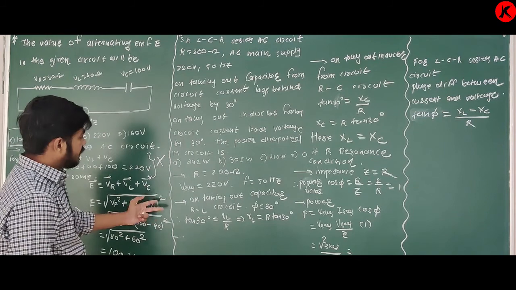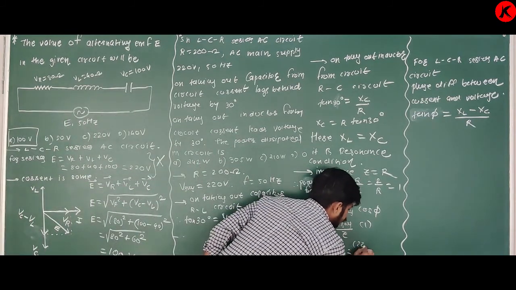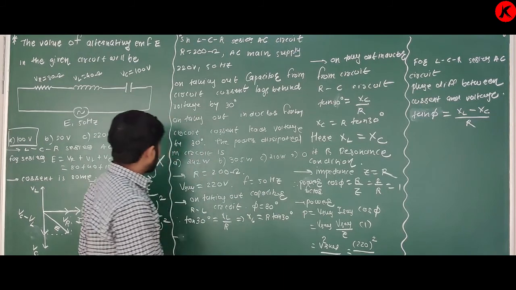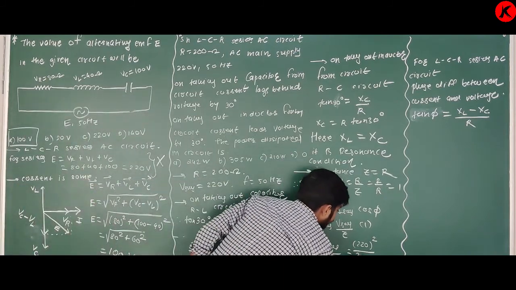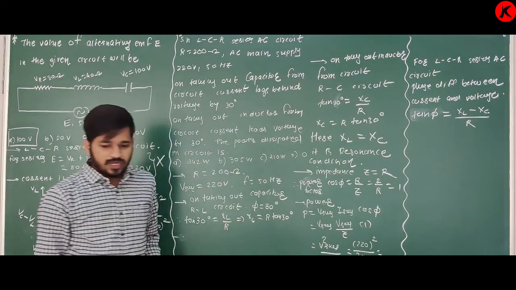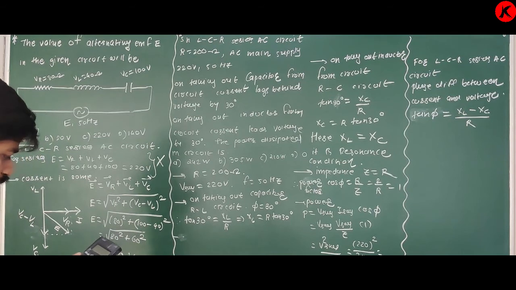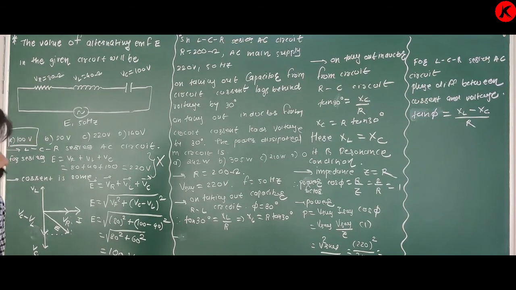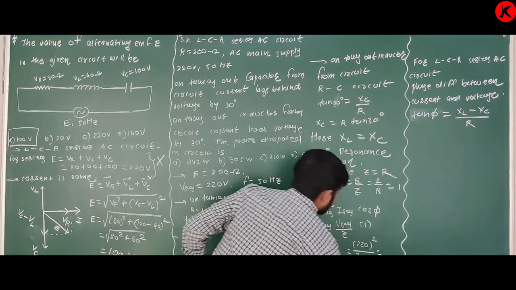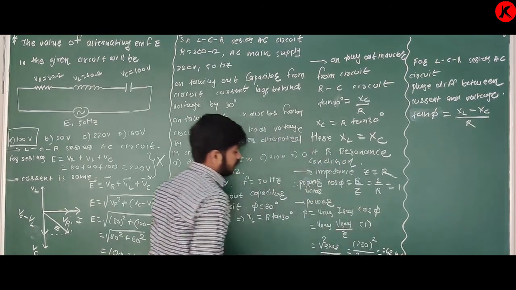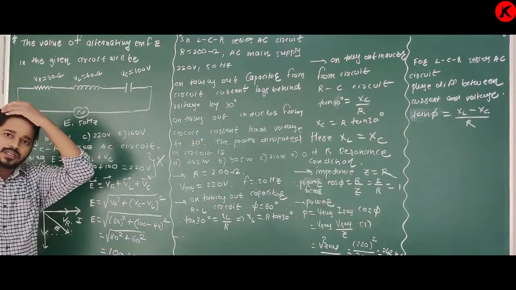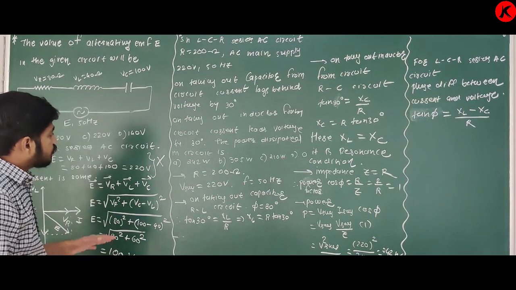Vrms here is 220 V, so squared, divided by R, which is 200. How to find this? I will find it in the calculator because I can use it. 220 into 220 divided by 200, so your answer is 242. Option A, it is 242. Clear?